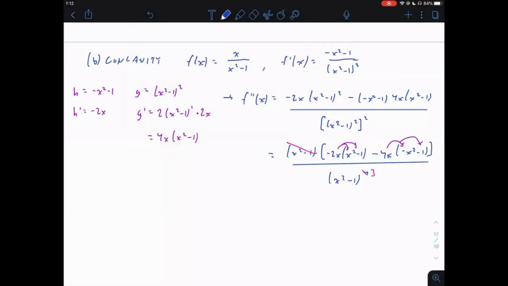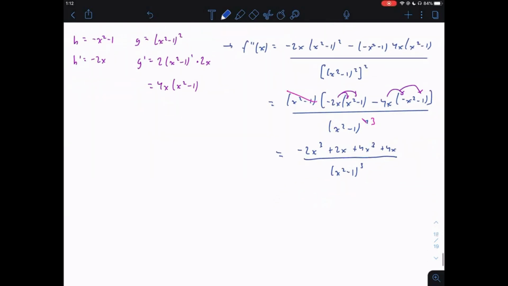All right. So now distributing the top, we're left with negative 2x cubed plus 2x, right? Negative 2x times x squared gives negative 2x cubed. Negative 2x times negative 1 gives us positive 2x. Negative 4x times negative x squared is going to give us positive 4x cubed. And then negative 4x times negative 1, positive 4x. All over x squared minus 1 to the 3rd power now.